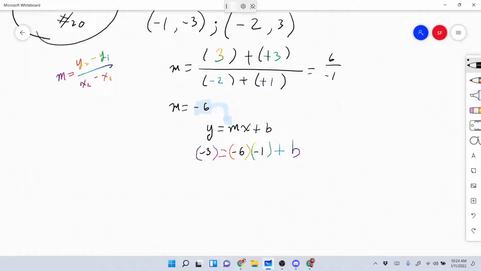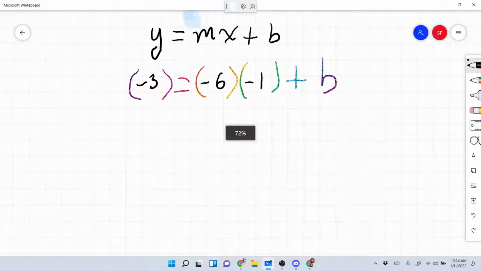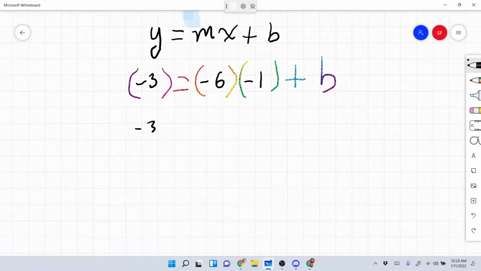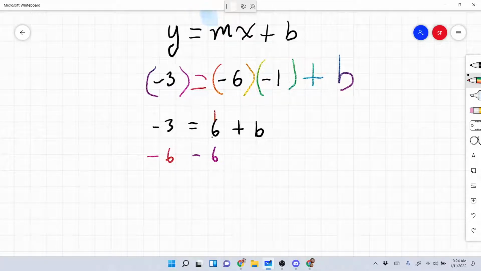Okay, so now what? You multiply them together. Okay, so we've got -3 equals -6 times -1, which is 6, plus b. Now what? Subtract 6. Sounds like a great idea. Those cancel. -3 minus 6 is? -9, right? So remember, for our addition and subtraction, we add and keep the sign. So -9. The multiplication and division is where if it's the same, then it ends up positive. So that equals b.